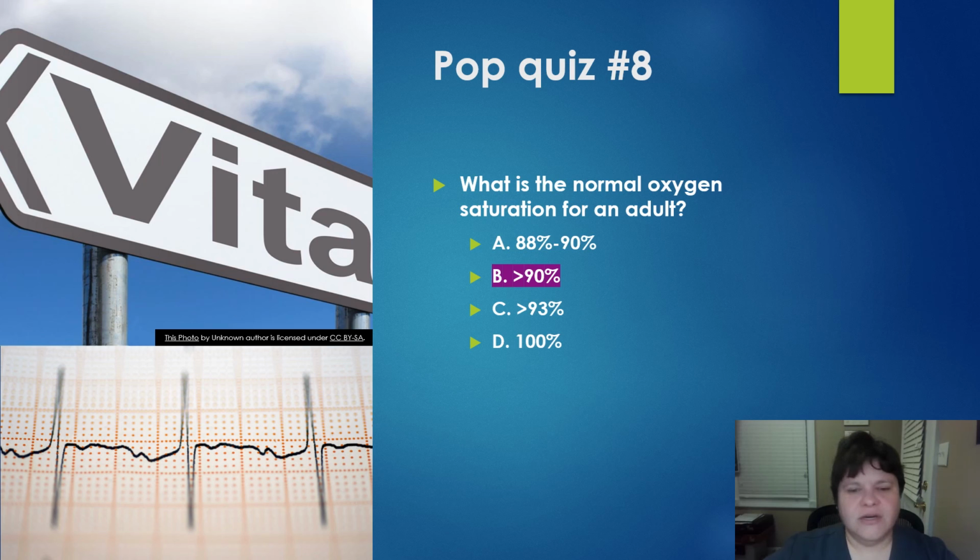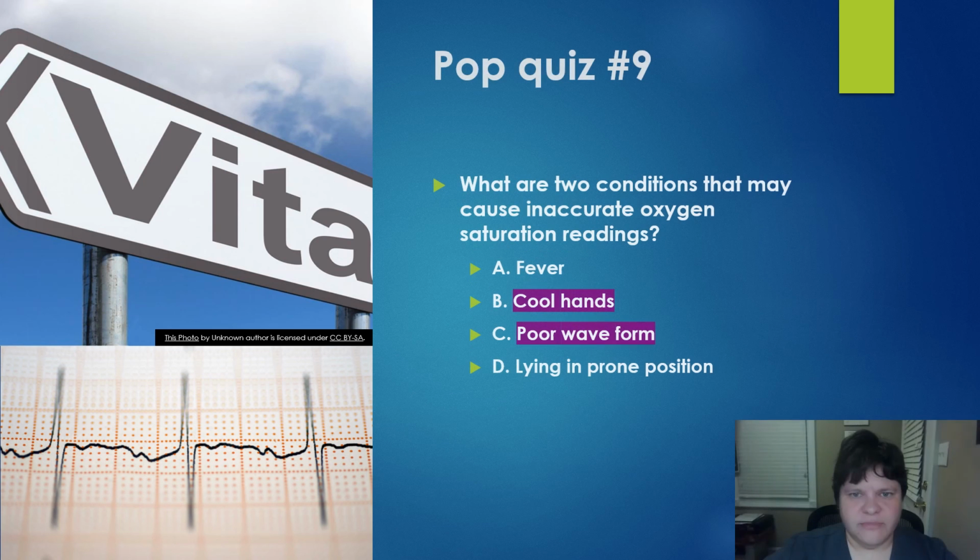Question number 8. What is the normal oxygen saturation for an adult? That would be B, greater than 90%. Number 9. What are 2 reasons or conditions that may cause inaccurate oxygen saturation readings? That would be B, cool hands. You don't have the circulation, you're not going to get an accurate blood flow, you're not going to get an accurate reading. And C, poor waveform. Recheck that sensor, you might have to move it, get a new one, but the sensor needs to be replaced.